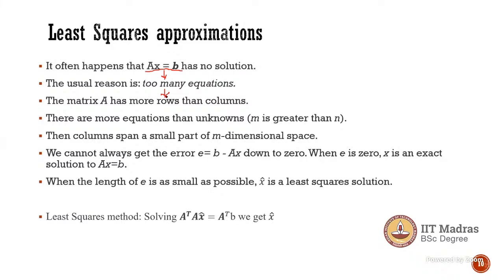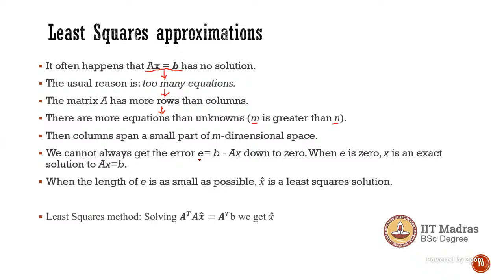For example, if there are more data but fewer features, consider such a scenario. That is why you have too many equations, where there are more equations than unknowns, because m is greater than n. At that time, your columns will span only a small part of your n-dimensional space, because there will not be enough columns to span the space.